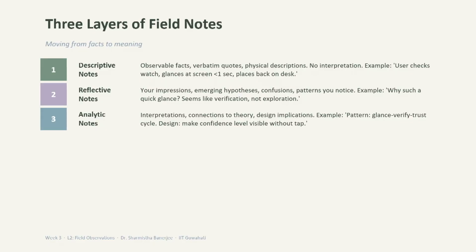So there is a trust. So what can the design implication be? Make confidence less visible without the tap on the watch. So there are 3 layers of these field observations, and you have to clearly distinguish these 3 layers. They should not be mixed with each other.